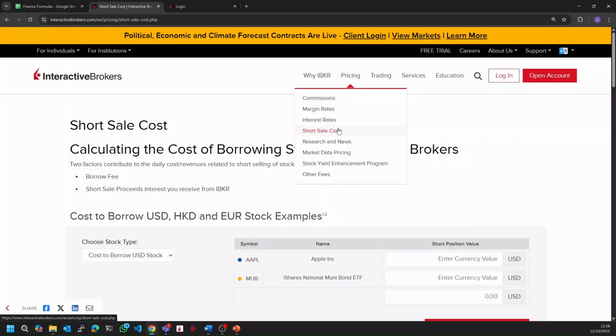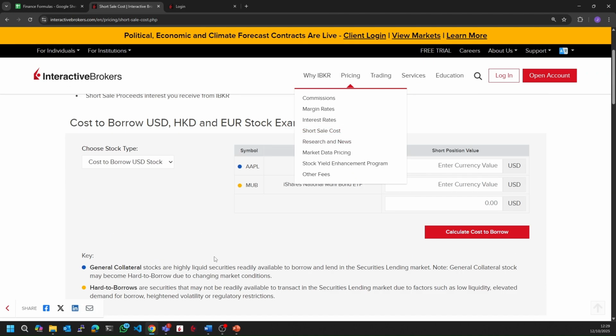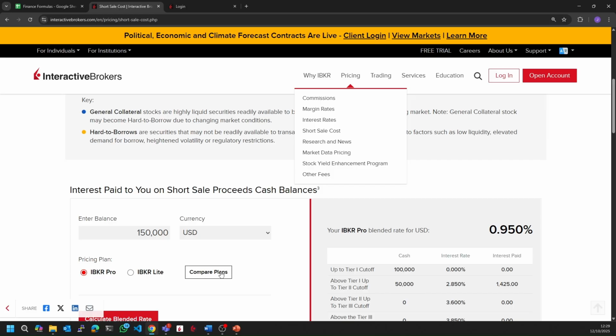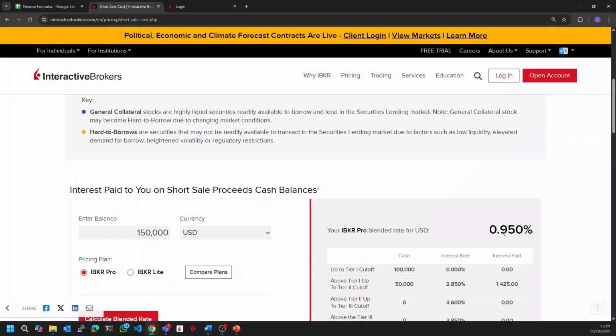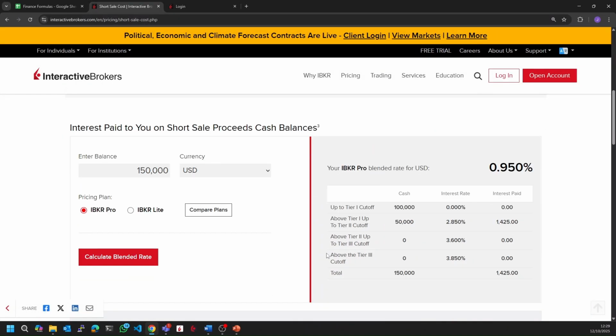Short sale, to sell stocks that you don't hold. So Interactive Brokers, of course, will charge commission. So you go to this chapter, and here also this calculator and comparison. You need to read through. Sometimes commission is charged, sometimes not, and it depends on the tier, on your plan, and the volume.